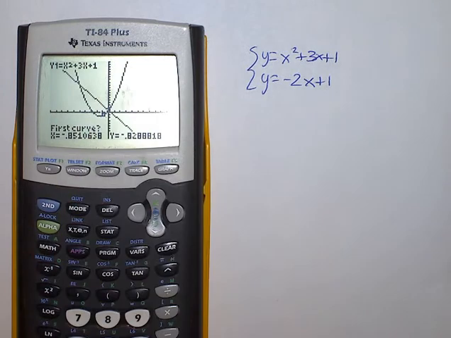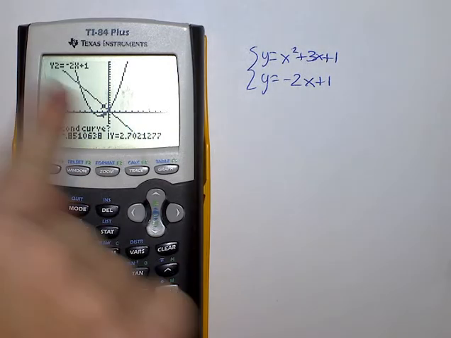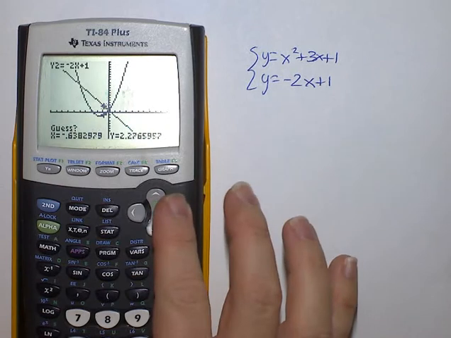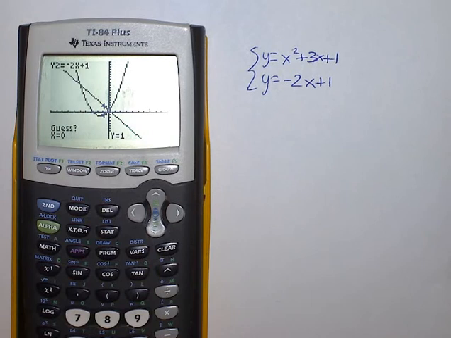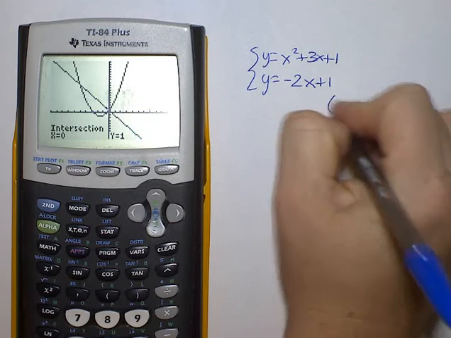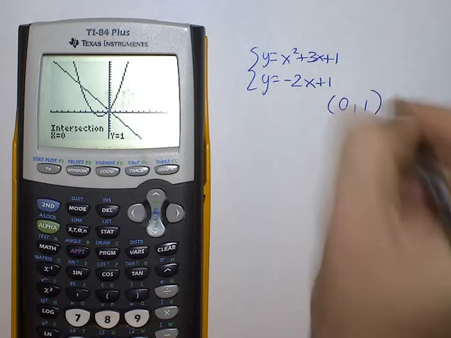So I press enter one time, and now it jumps to the second equation, which is the linear line, and it's the second curve. We press enter again, and now it says guess. So go over the top of where you think they intersect and press enter. We have nice integers. We don't need to round to the nearest tenth, so we know that one intersecting point is (0, 1).